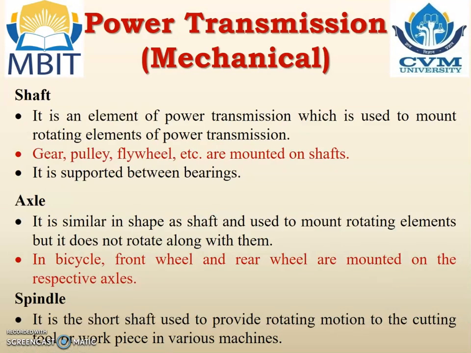The other elements are shaft, axle and spindle. Shaft is an element of power transmission which is used to mount rotating elements of power transmission. So shaft is nothing but an element on which the rotating element is connected or mounted. Gear, pulley, flywheel are mounted on the shaft, and that shaft is supported between bearings.